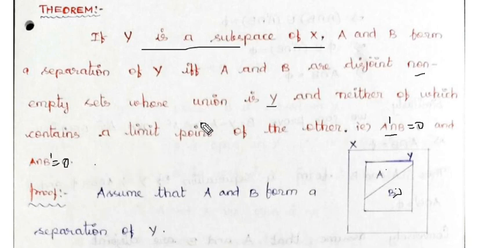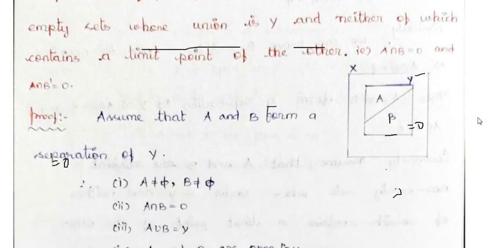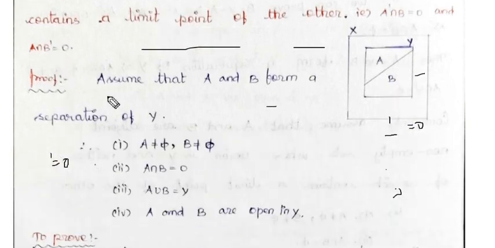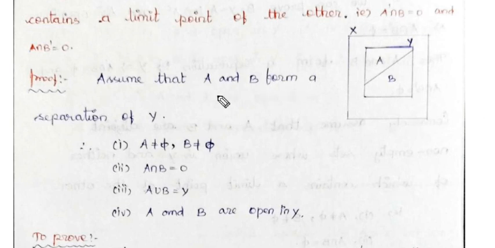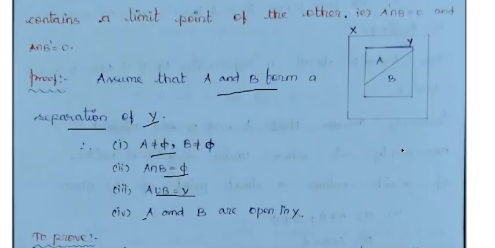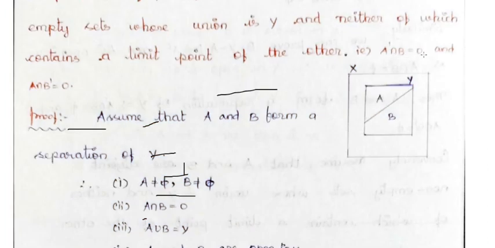So we want to prove both parts. First we prove the first part. What is the hypothesis? A and B form a separation. Then by the definition, A and B are non-empty, their intersection is empty, and their union equals Y, because A and B form a separation of Y. Then A and B are open in Y. What we want to prove is that A dash intersection B equals 0 and A intersection B dash equals 0.